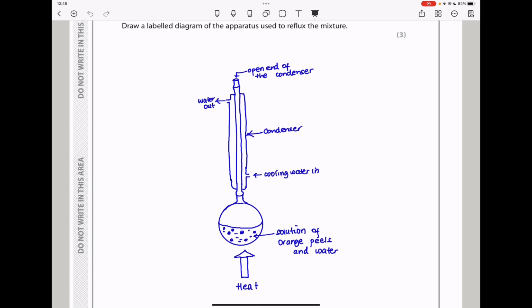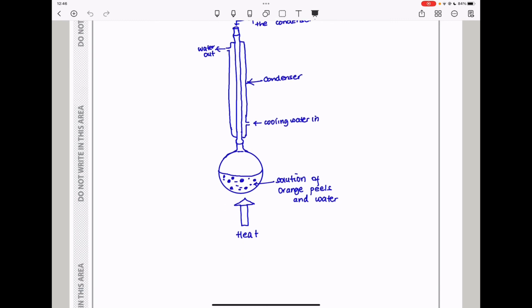So I drew a boiling tube, we can see here, with the orange peels and the solution, the heat source here, and then I positioned the condenser vertically with cooling water coming in at the bottom and water going out at the top. Remember, the top of the condenser should be left open. If you close it, you will lose marks for that.